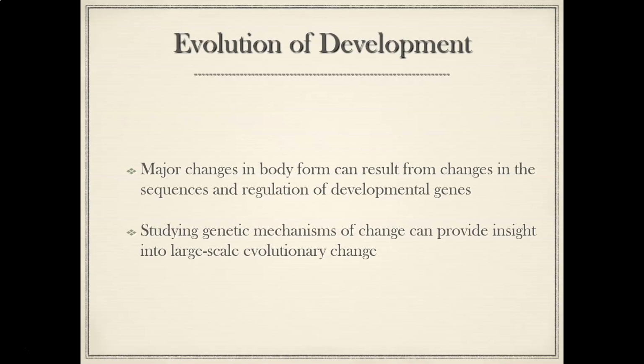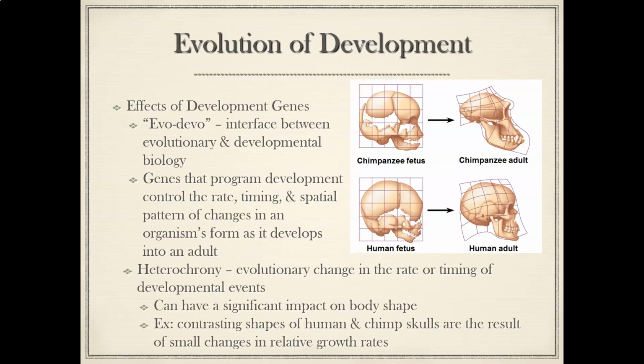They typically end up changing based on sequences and the regulation of certain sets of developmental genes, especially when we start talking about these genes in organisms like mammals. So being able to study these genetic mechanisms of change really provides an interesting insight into the large-scale evolutionary changes that occurred as we study through the fossil record and even up into modern organisms.